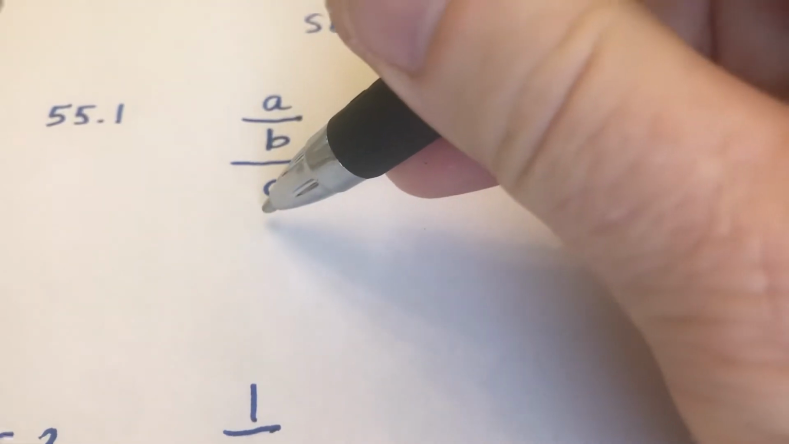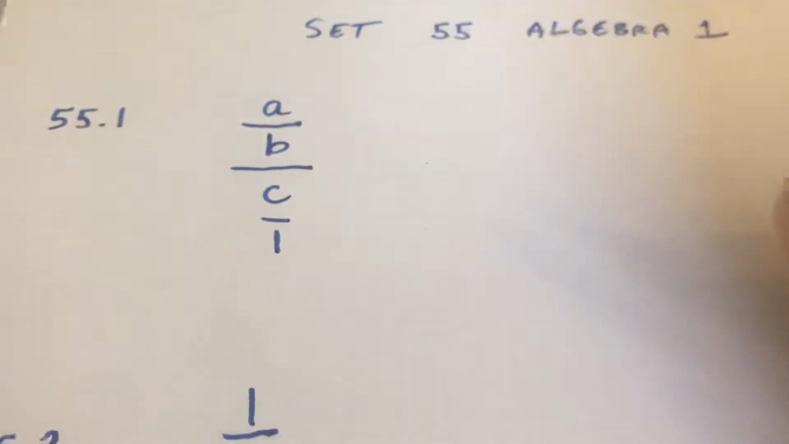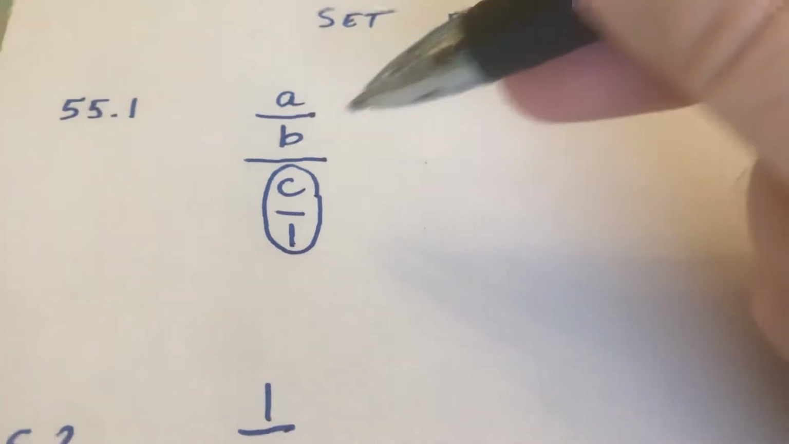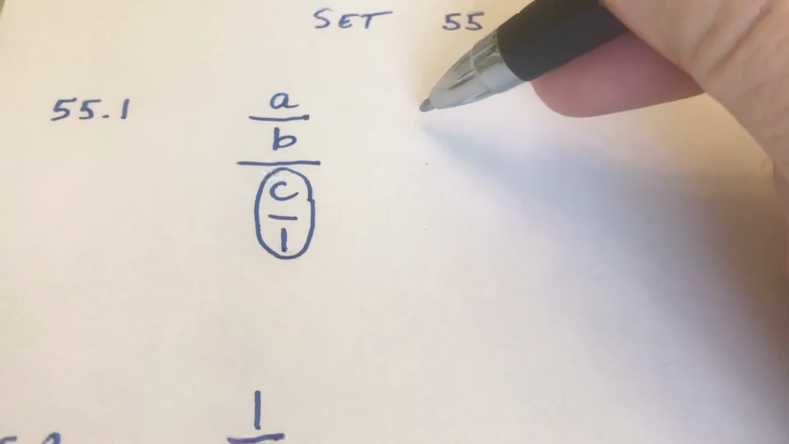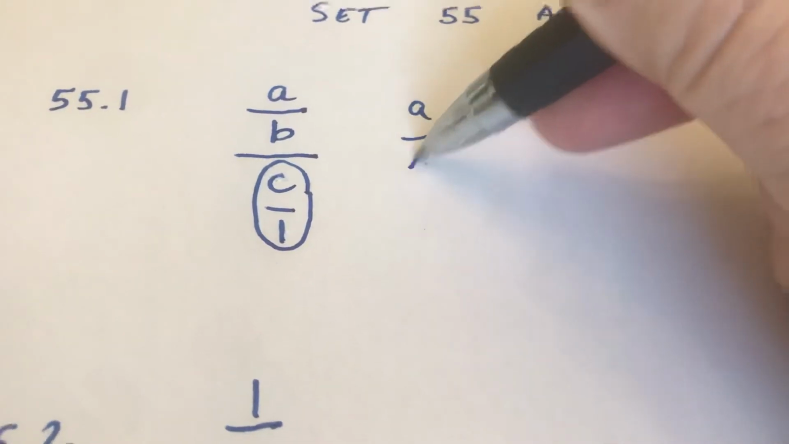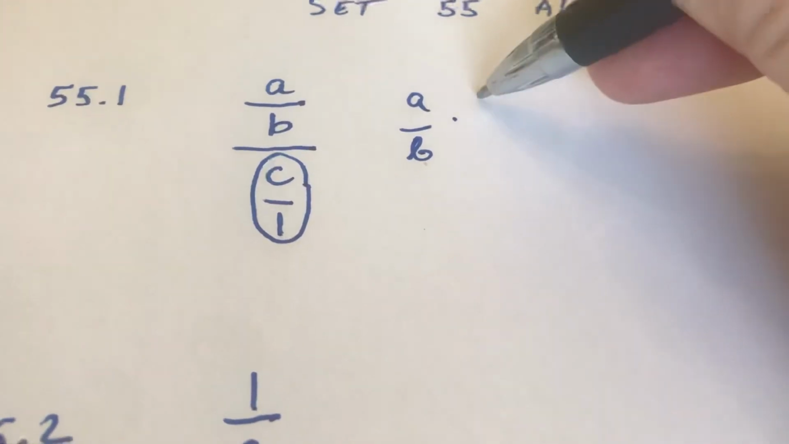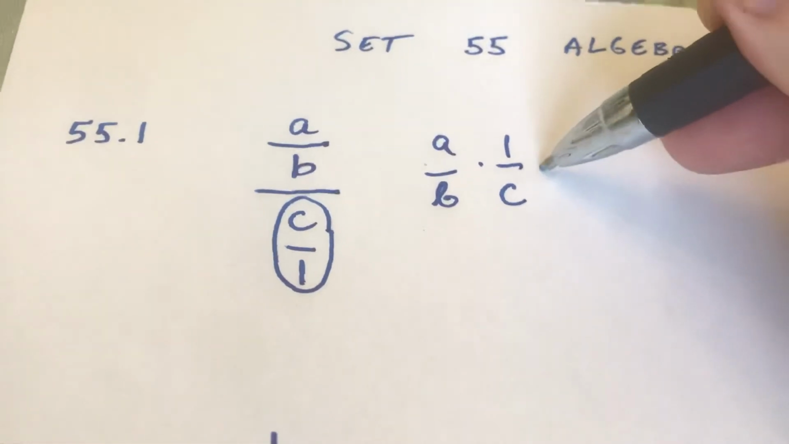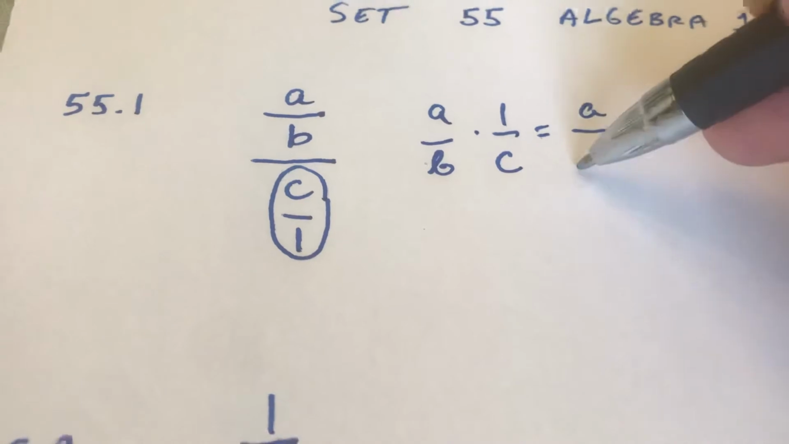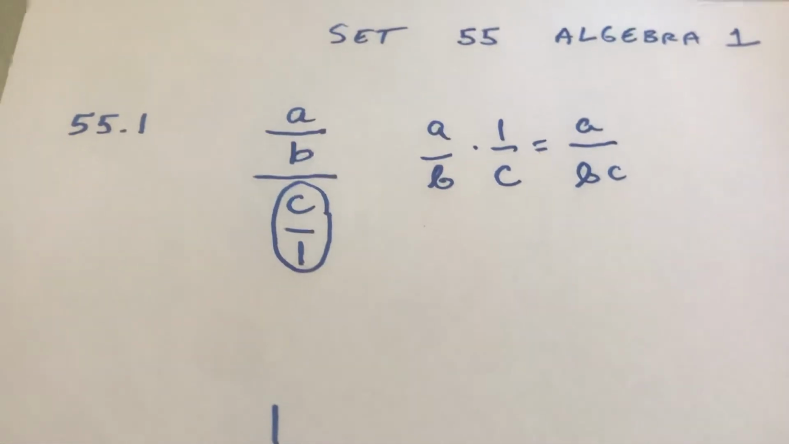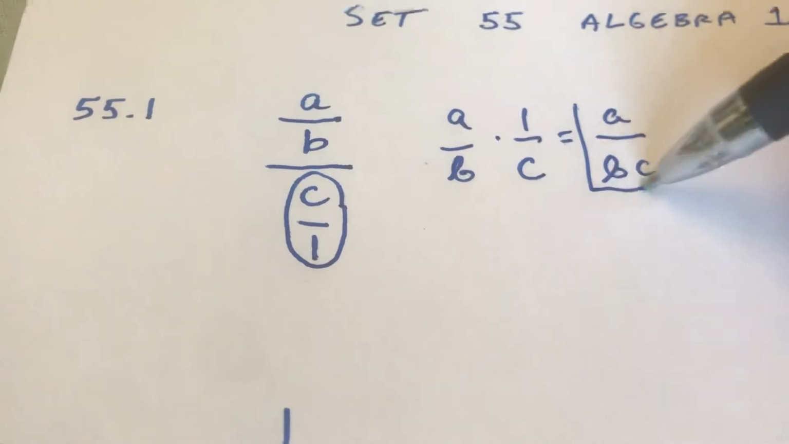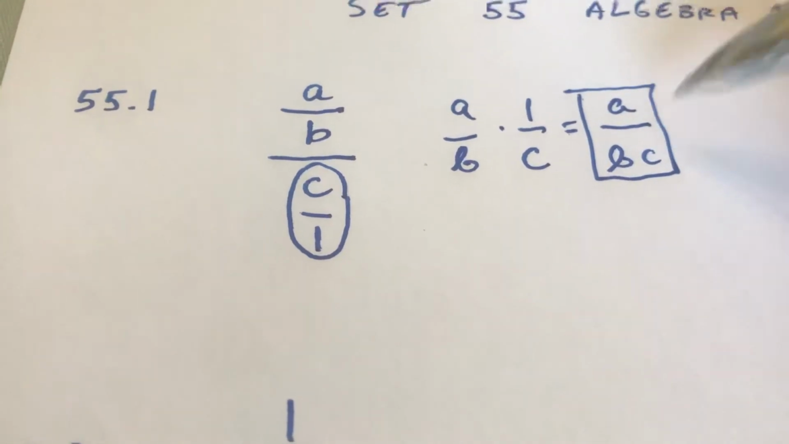So, one of them, I write c as c over 1. All right, now the bottom fraction is c over 1, and the trick is to just invert it and multiply it times the top. So c over 1 flipped over is 1 over c. Okay, and then you just multiply the top times the top and the bottom times the bottom. When you multiply two different letters, you just stick them together. So that's simplified. Notice there's only one fraction sign.